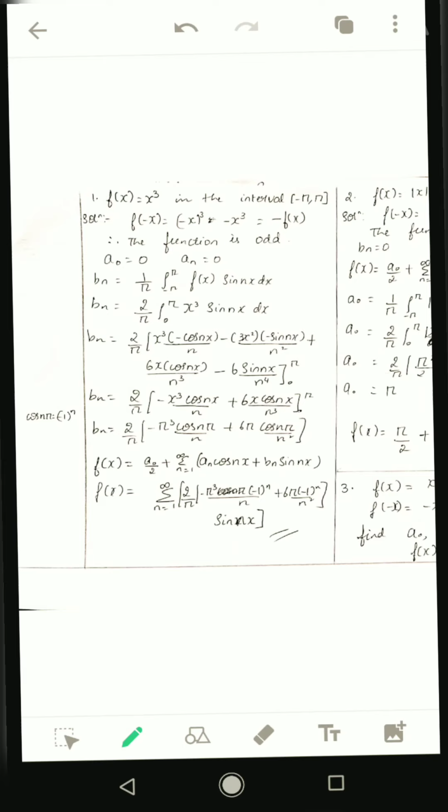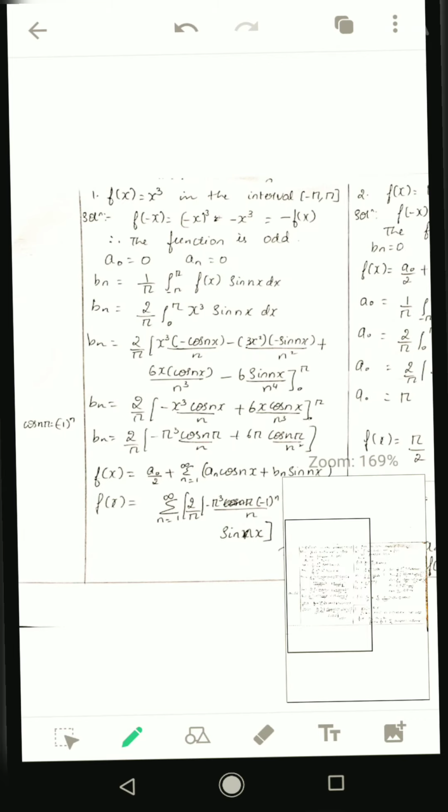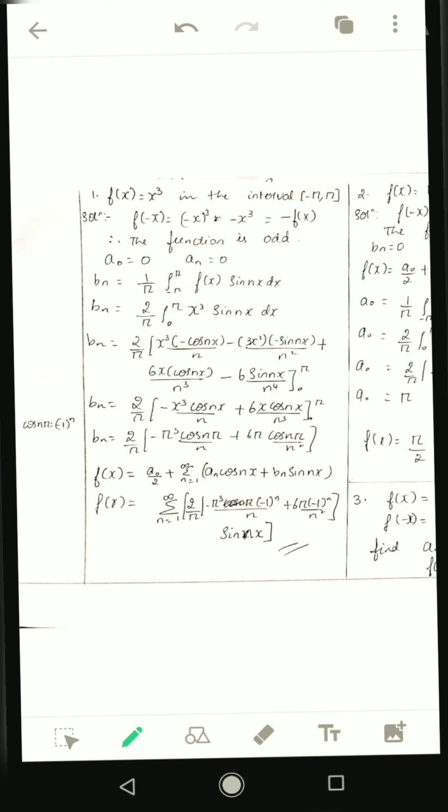So here, consider this function f of x equals x cube in the interval minus pi to pi. To check if the function is even or odd, you have to see if f of minus x is equal to minus f of x. If it is equal, then the function is odd. If not, if the function is as it is, if it doesn't change its sign, then the function is even. So in this example, the function is odd. So here you will not be finding a naught and an because they are going to be 0, and bn is the only thing which you will find.